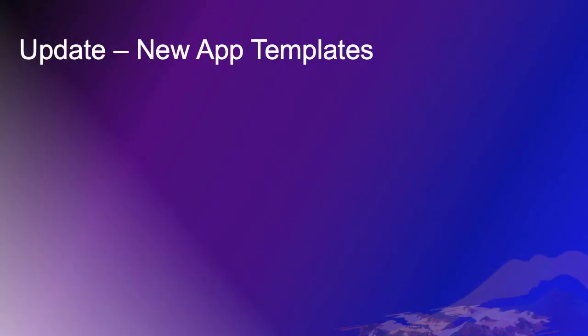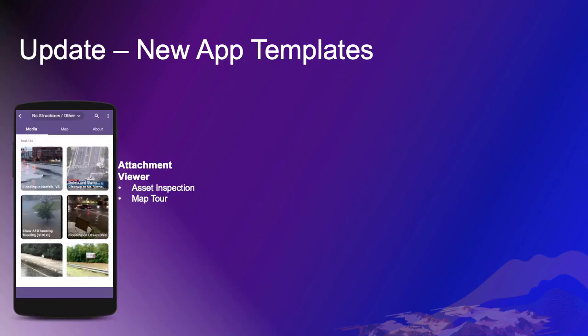I also want to touch on some of the newer templates that we've released. We have the attachment viewer, which shows your attachments first and foremost, so usually images. It gives you a way to look at the different images. Then you can also click and find out where those were taken on a map. This is good for things like asset inspection or a tour of a location.